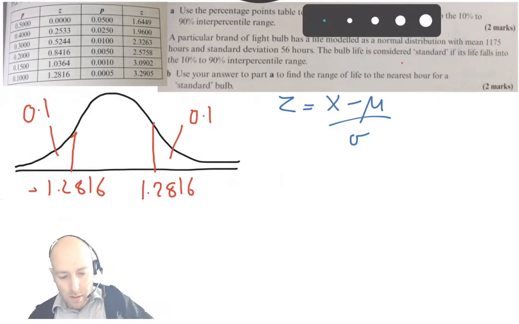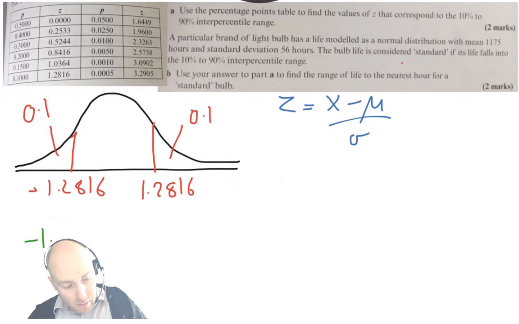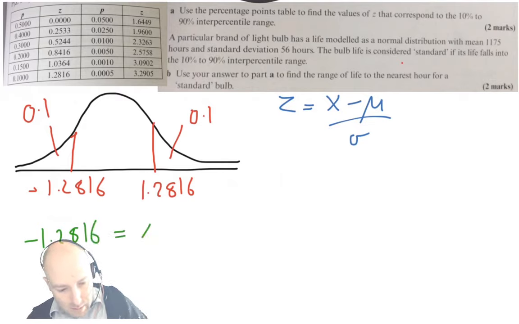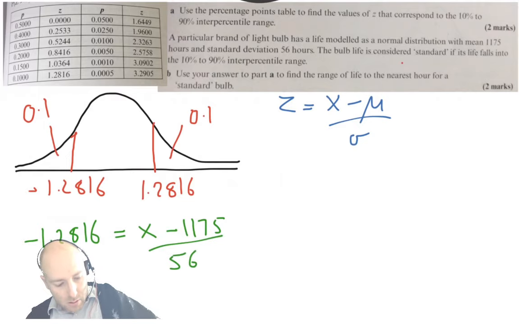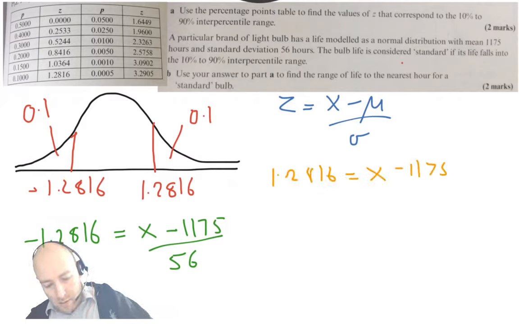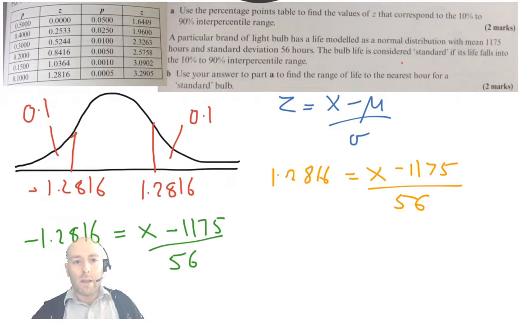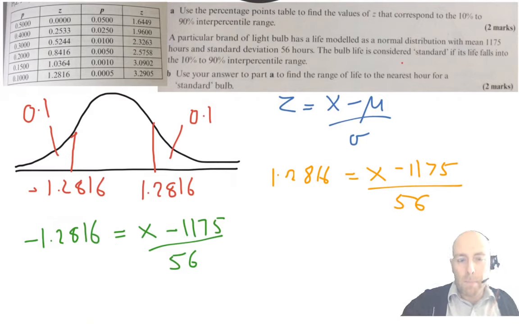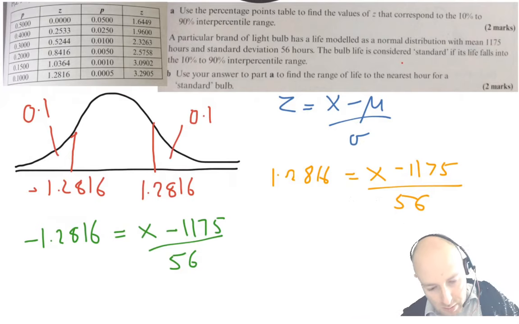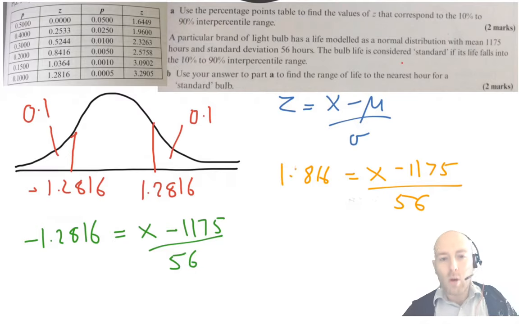If I do one of them in green and one of them in yellow: minus 1.2816 equals x minus the mean, which was 1175, over sigma, which was 56. And the other one is 1.2816 equals x minus 1175 over 56. Cool. All right, you do need to do both of these. I know you might think, oh, but they're the same. Because you're adding this value on, it will slightly change based on the fact that one of these is positive and one of these is negative.